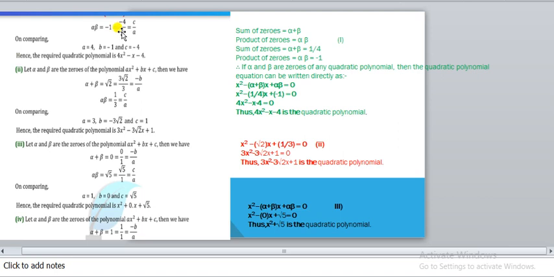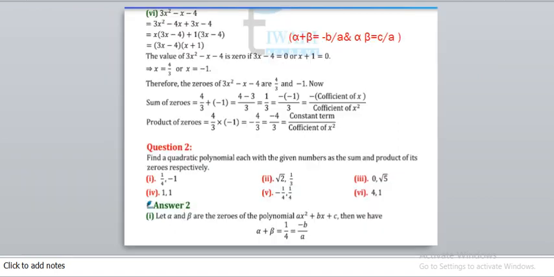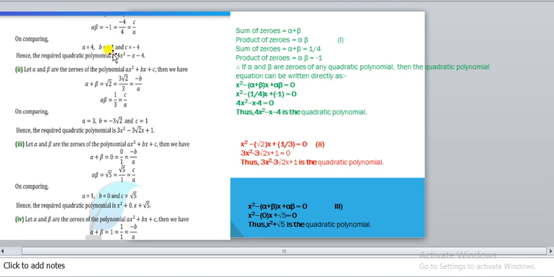And minus 1 is c upon a. So on comparing, what do we get here? C upon a, the a value is 4. Now the b value is minus 1, and c is minus 4. So on comparing, we get a equals 4, b equals minus 1, c equals minus 4. Hence the required equation, putting these values in ax square plus bx plus c, is 4x square minus x minus 4. This is the required polynomial.